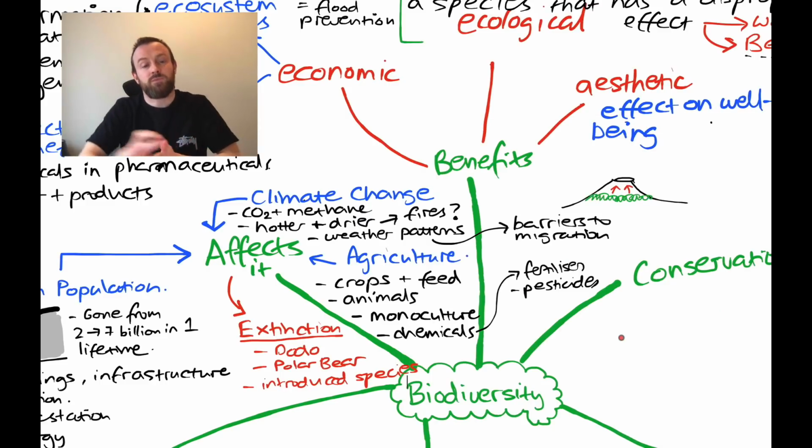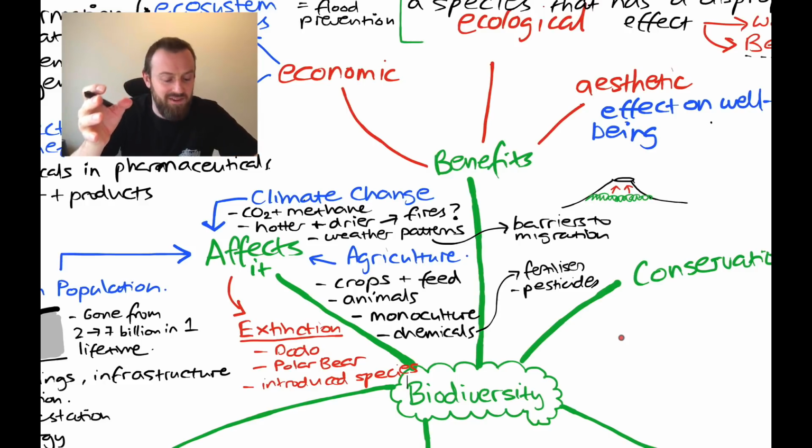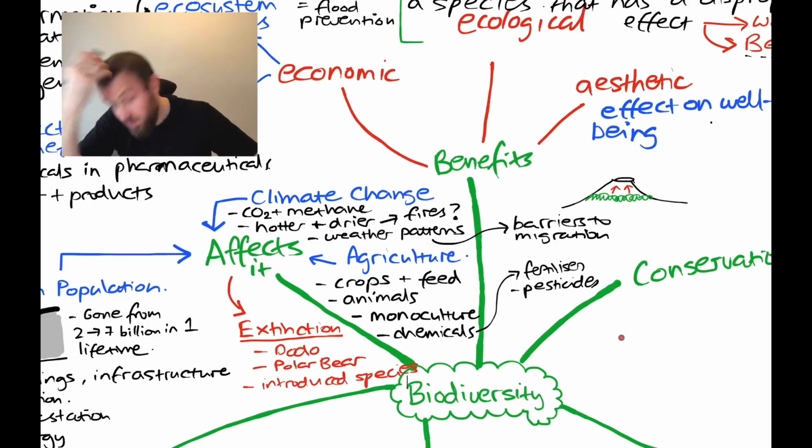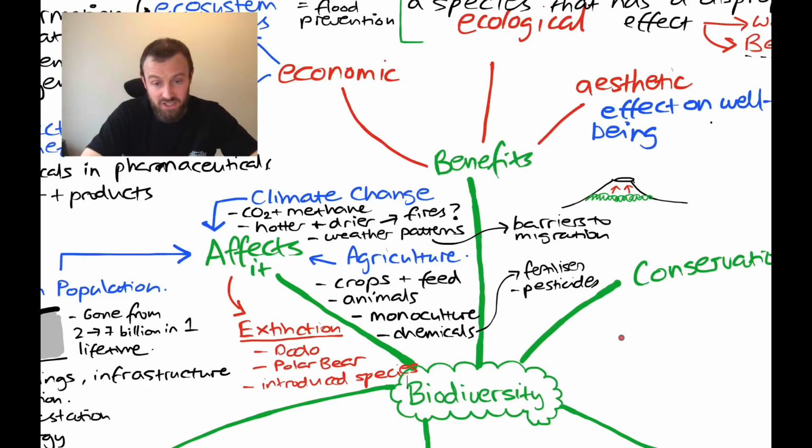Okay, right. So that's pretty grim. That's horrible stuff. How can we solve it? Can we protect biodiversity? Yes, we can. Conservation. There are many different ways and strategies of conservation, and that's where we're going to go next.